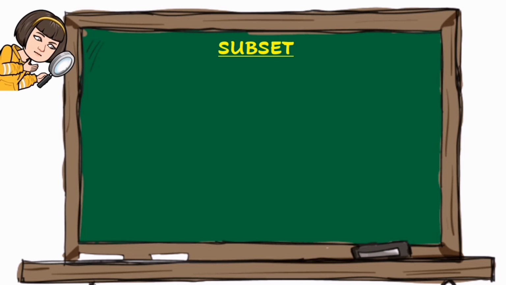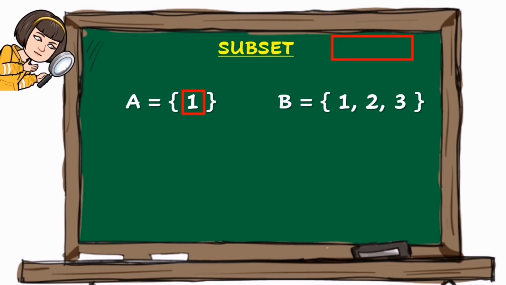Now, let us consider the following sets. Set A, containing the element 1. Set B, containing the elements 1, 2, and 3. What can you say about the relationship between these sets? Observe the elements of set A and set B. As you can see, the elements of set A are also in B.